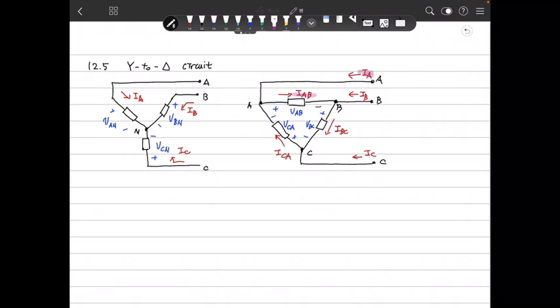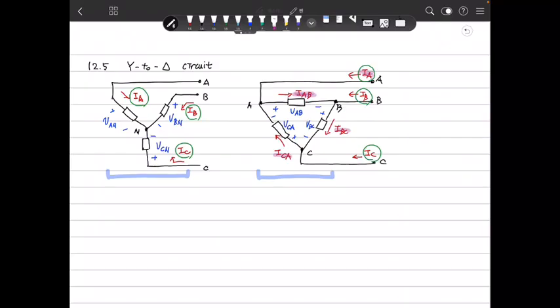But as we know, if this configuration and this configuration are the same thing, then this IA is the same as this IA, this IB is the same as this IB, and this IC is the same as this IC, when these two circuits are equivalent. Because delta has three more currents, we need to figure out the characteristic of these additional currents.